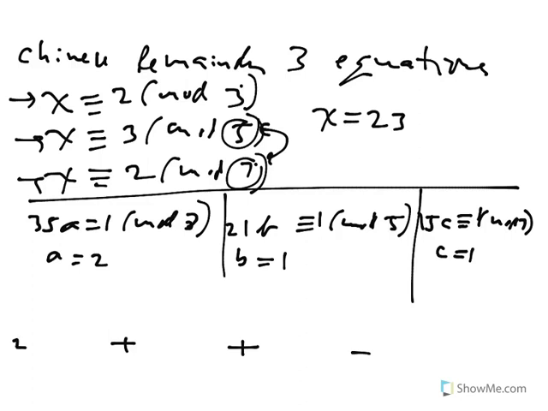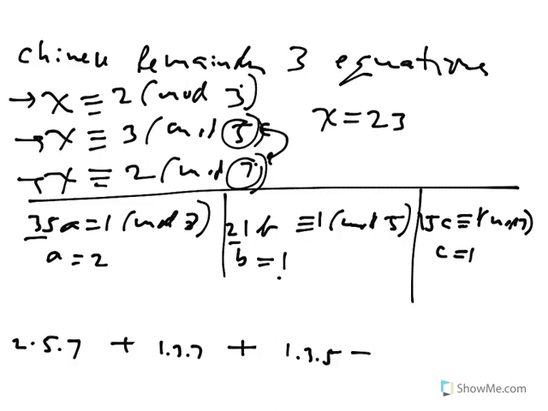These numbers are going to go into my answer. This is 35A, so there's this number 2, 2 times 5 times 7. This 1 goes with the 21, which is 3 times 7. Oops, I need room for 4 numbers. And this 15C is 1 times 3 times 5.